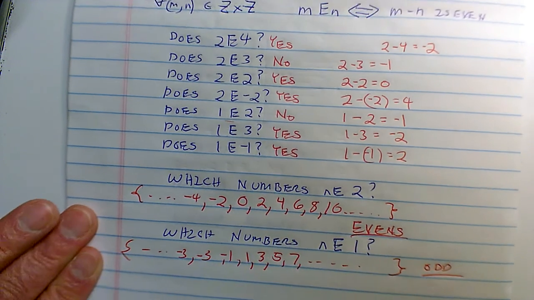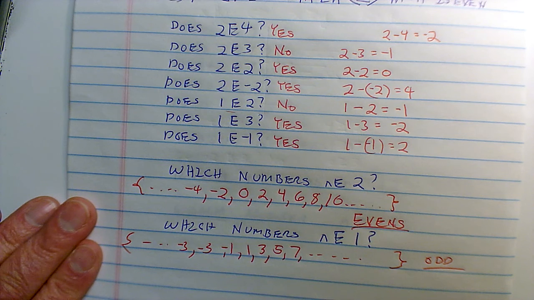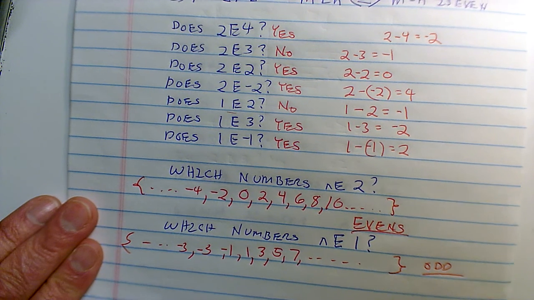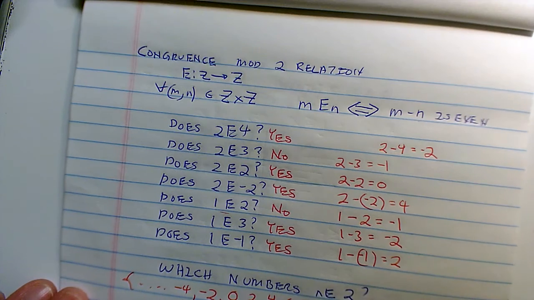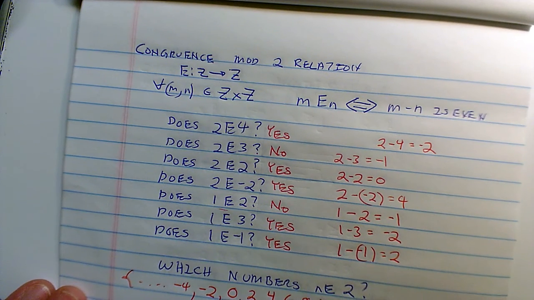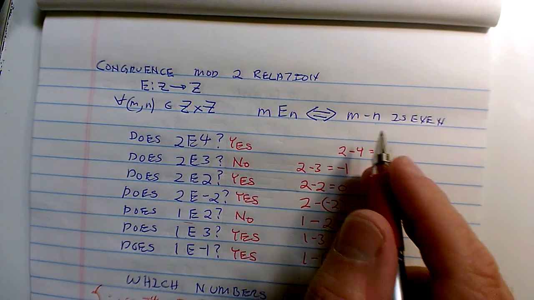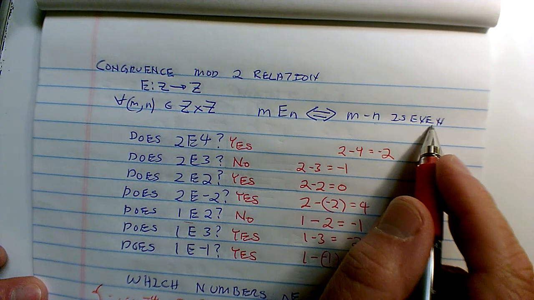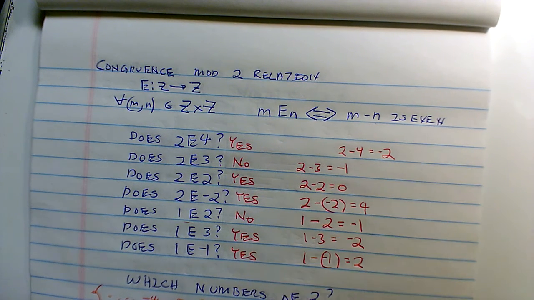Now at the very beginning, those are all the odd numbers. That's the set of all the odd numbers. We call this the congruence mod 2 relation. There's another way that we can write "m minus n is even." In fact, there's a couple of ways we could write it.